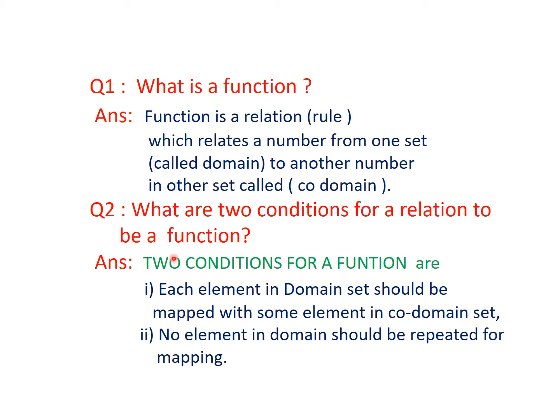Here we have the second question. What are two conditions for a relation to be a function? Answer is here. Two conditions for a function are: number one, each element in the domain set should be mapped with some element in the codomain set. Second condition is, no element in the domain should be repeated for mapping. Keep in mind these two questions relate to our previously discussed topic, function in D2, which we have learned in class 7th.